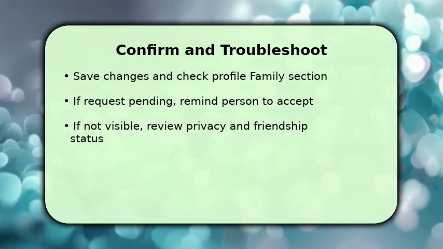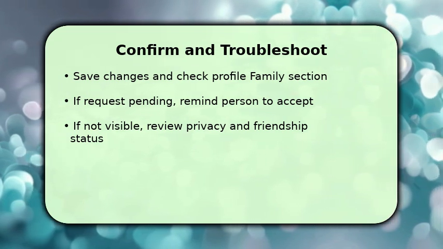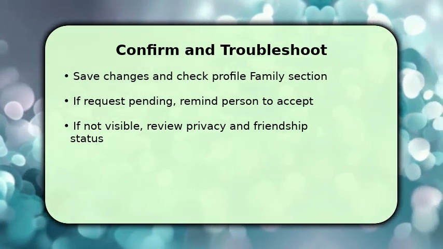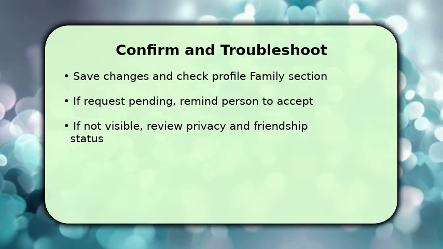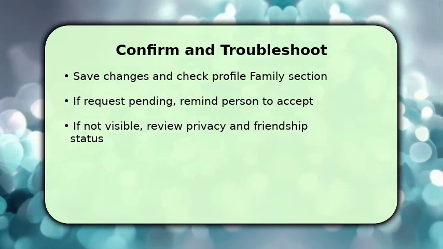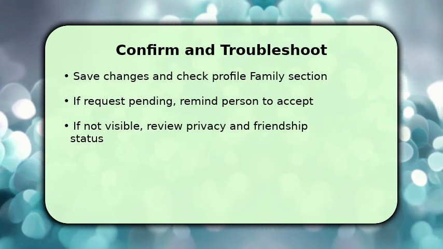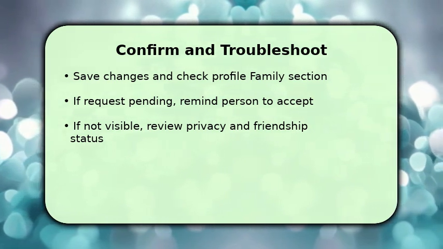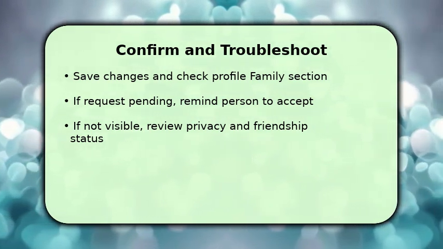If you don't see the update, make sure their privacy settings and your friendship status allow tagging. Change visibility or re-add after confirming they are your friend. If problems persist, log out and back in or clear cache. Then repeat the steps.